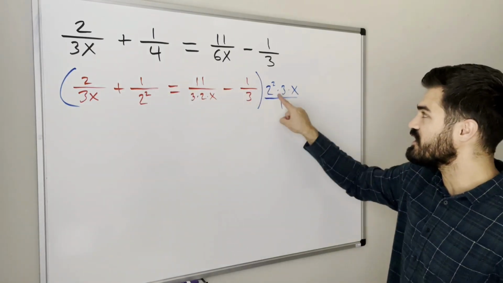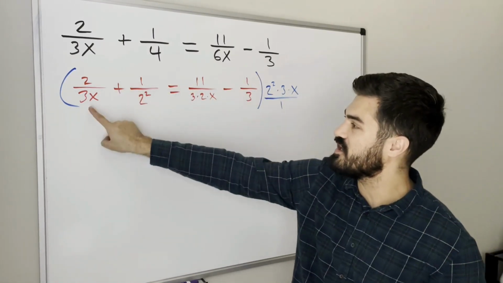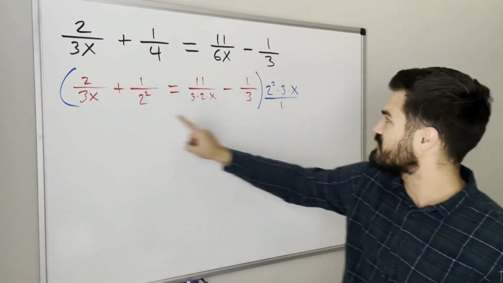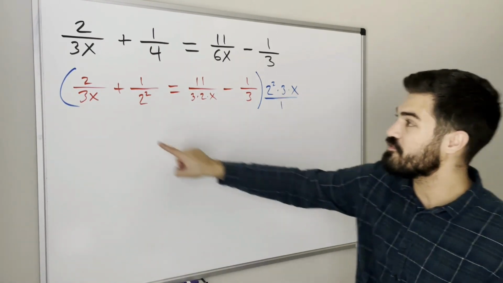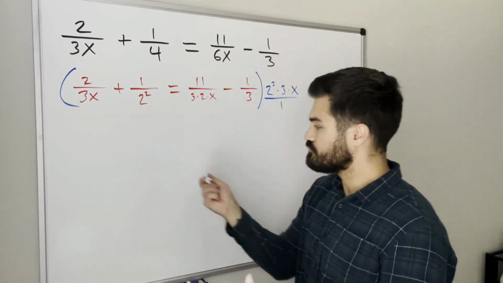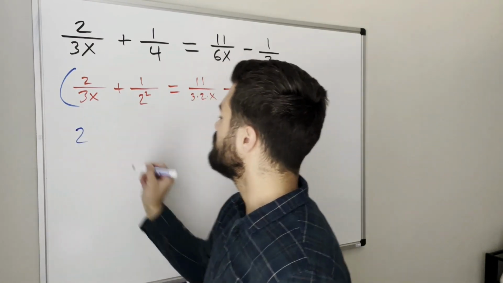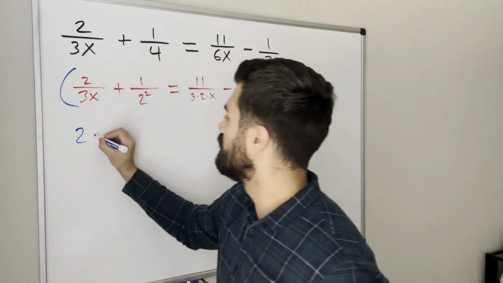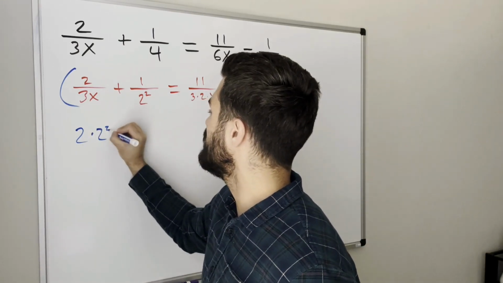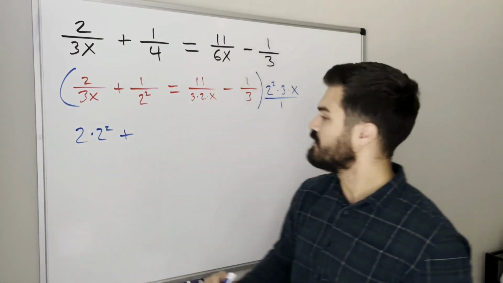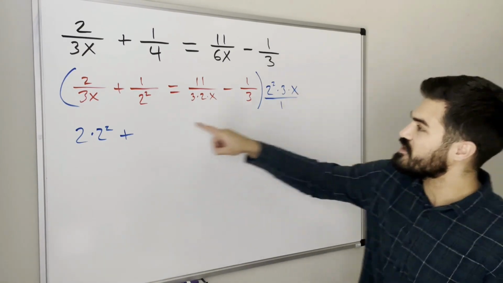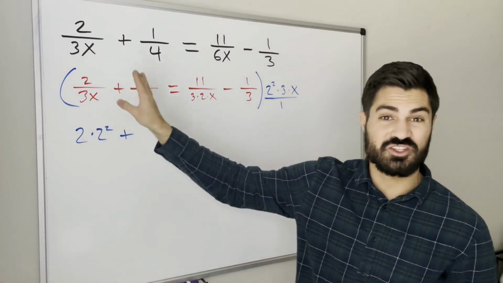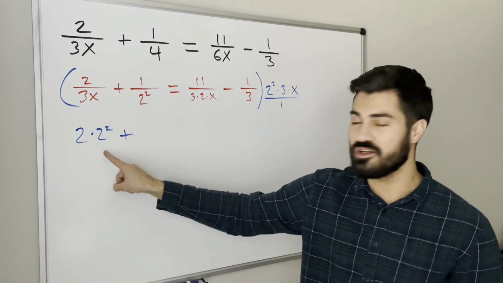So stuff's going to cancel. And in this case, what's going to cancel? A 3 and an x. So we're going to be left with this 2, which is already in the equation, as well as 2 squared, because the 3 and the x canceled. So when we multiply that in, the 3 and the x canceled, the denominator is gone, right? So we have 2 and a 2 squared left.